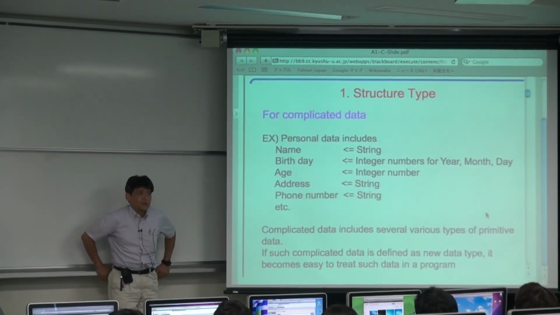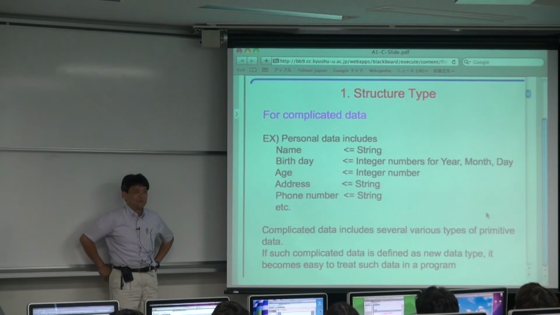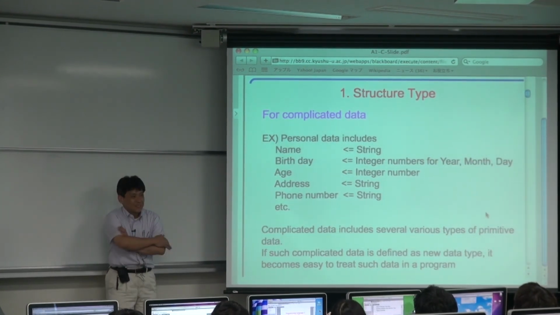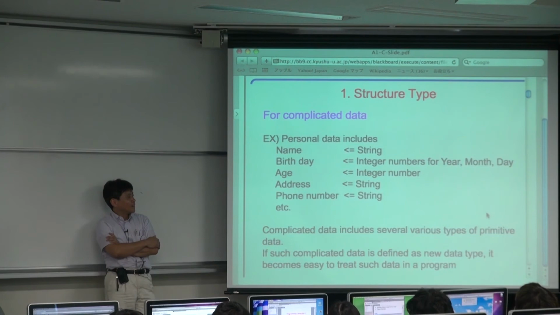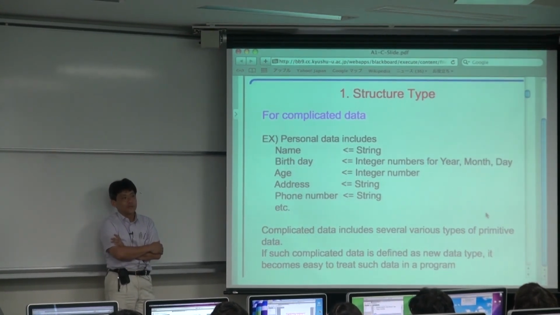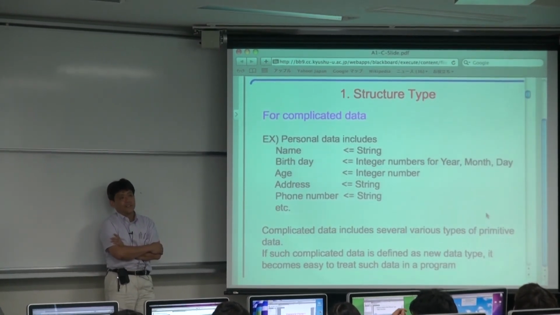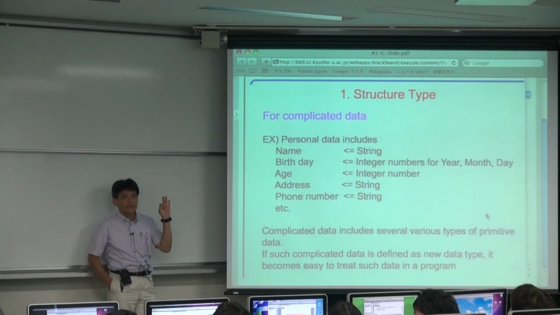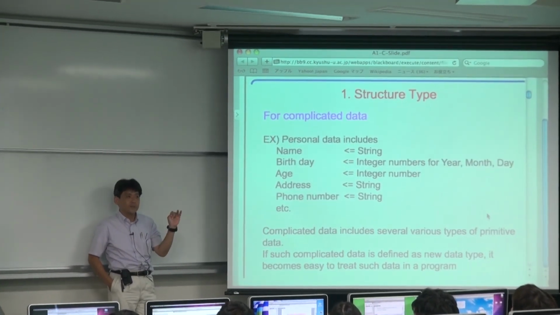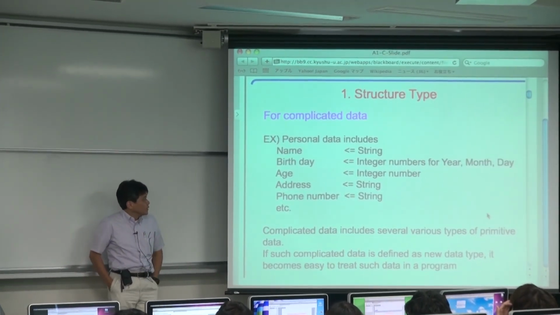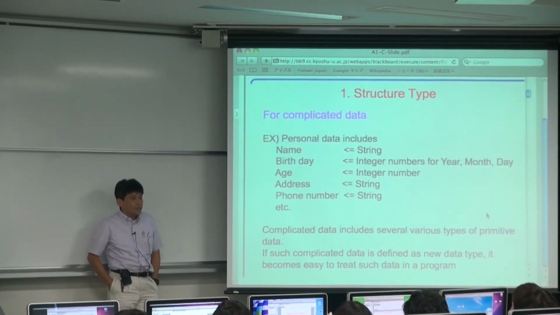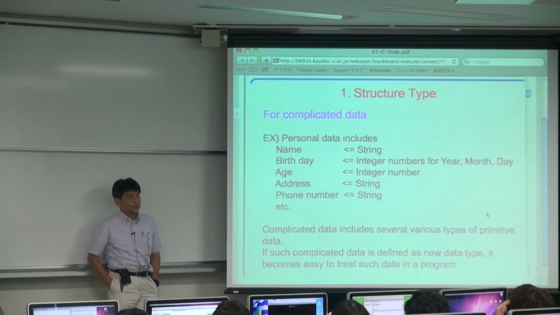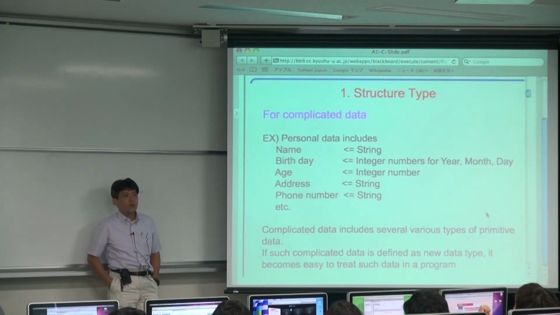So do you know the structure type? Maybe not. I already introduced some data types: primitive data types, character type, integer type, floating point numbers, and so on, array type and string type. However, in some cases you want to define a new type, especially for complicated data.